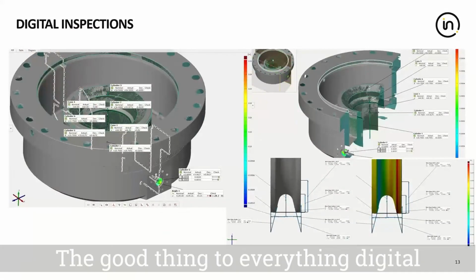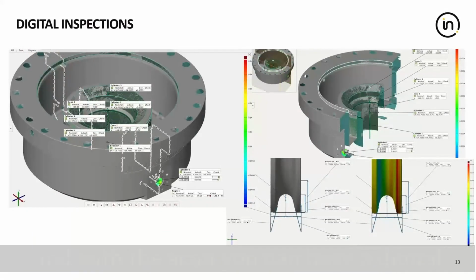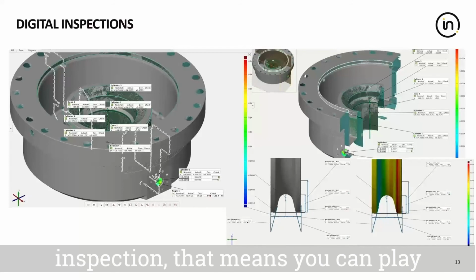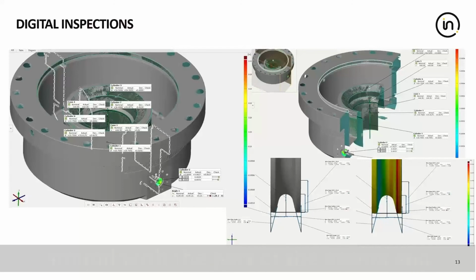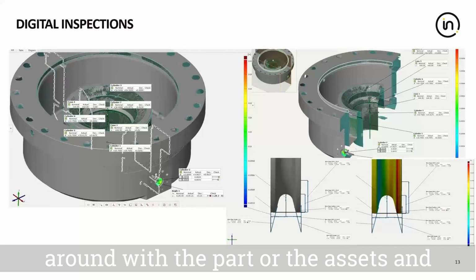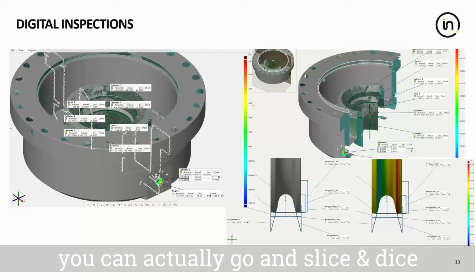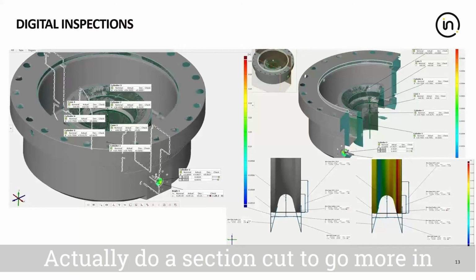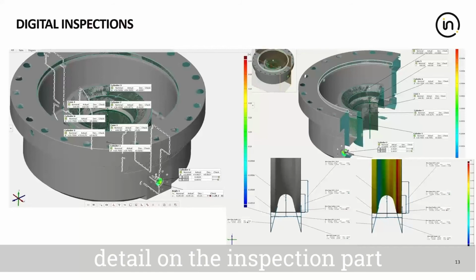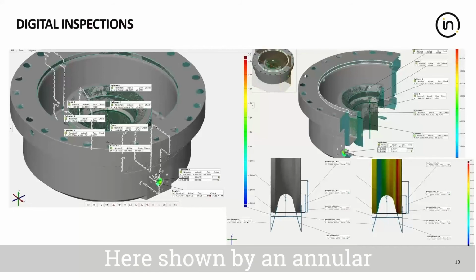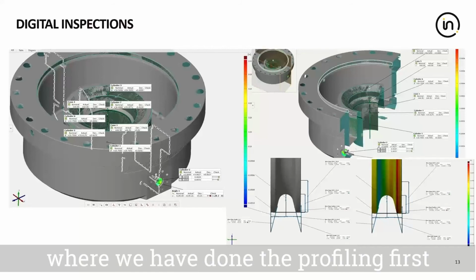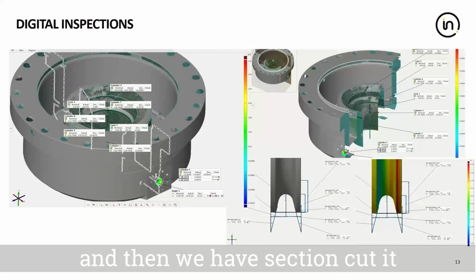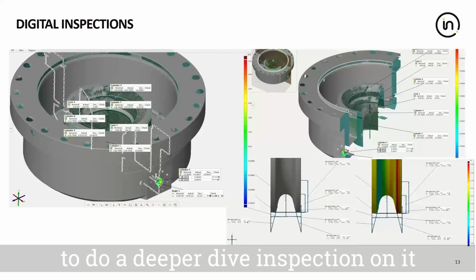The good thing with having everything digital with the scan is that you can have a digital inspection. That means that you can play around with the part or the assets, and you can actually slice and dice and do a section cut to go into more detail on the inspection. Here shown by an annular where we have done the profiling first, and then we have section cut it to do a deeper dive inspection on it.